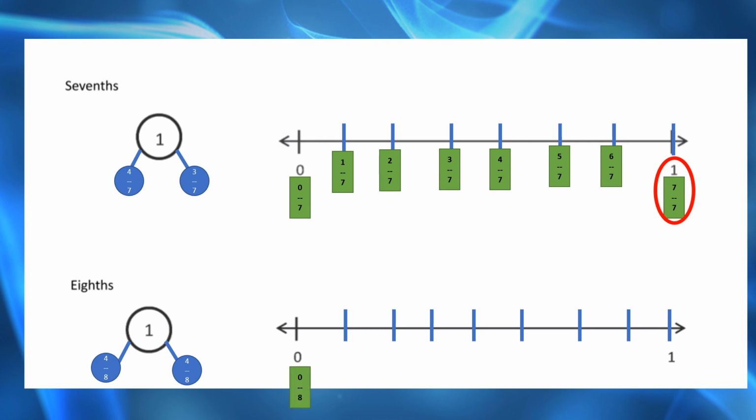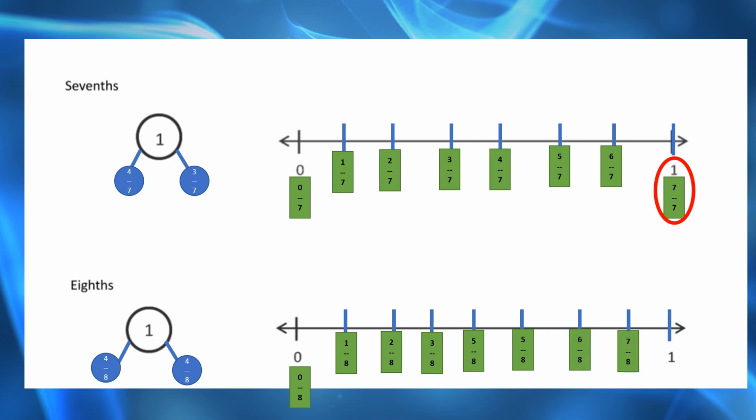So starting with 0 eighths and counting up and labeling as I go. 1 eighth, 2 eighths, 3 eighths, 4 eighths, 5 eighths, 6 eighths, 7 eighths, 8 eighths. And I'm going to circle 8 eighths because 8 eighths is equal to 1. Now, if you need to pause your video to make sure that everything on my screen is on your page, go ahead and do so now.